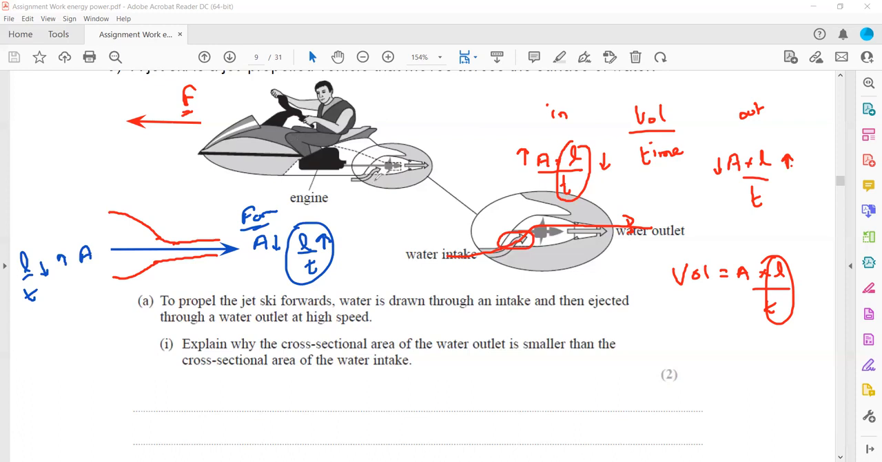Is the concept clear here, how this jet ski can move over the surface of water and why the cross-section area of the outlet is smaller than the water intake? Any doubt in this?